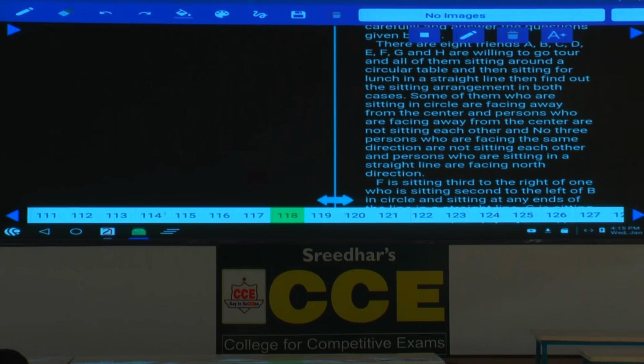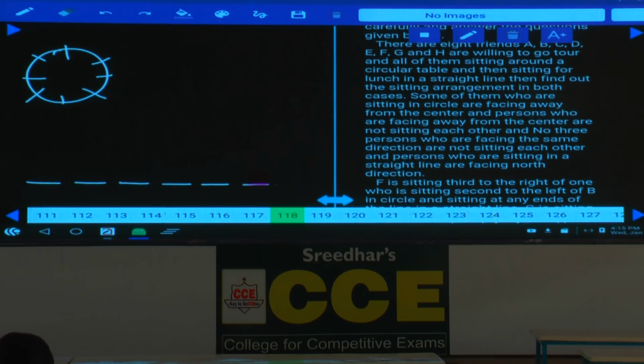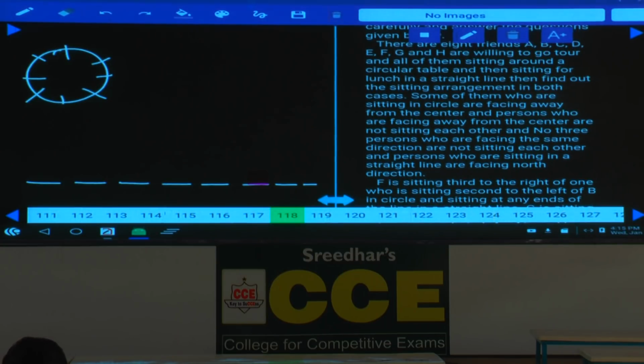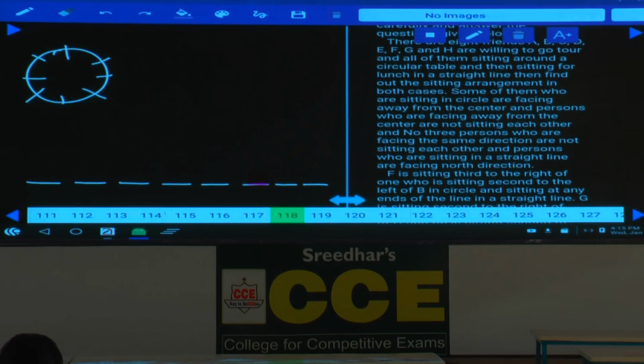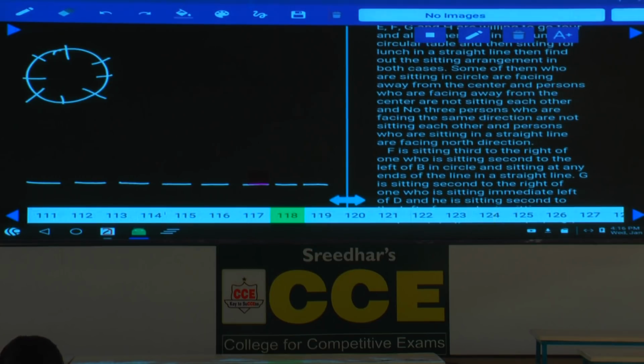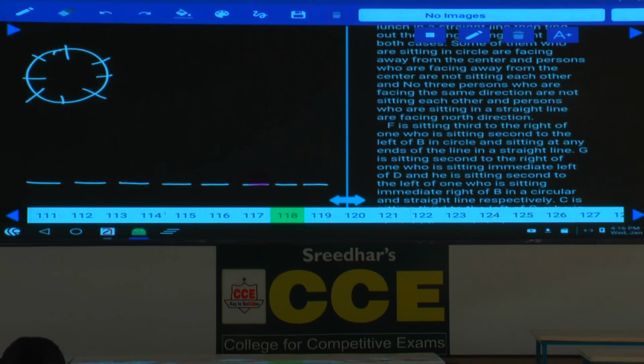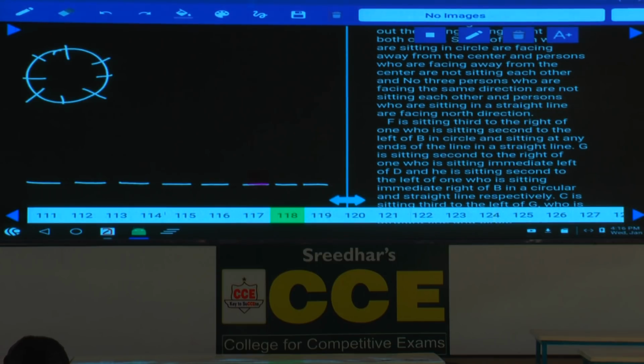Then 8 persons seated around a circular table, and among these 8 persons, some of them are facing the center and some of them are facing away from the center. Now these 8 persons in the row are facing towards north. Then some of them who are sitting in a circle are facing away from the center, and persons who are facing away from the center are not seated adjacent to each other, isn't it? Now here we do not know how many persons are sitting away from the center, but as many persons who are sitting away from the center, those persons are not seated adjacent to each other, clear?